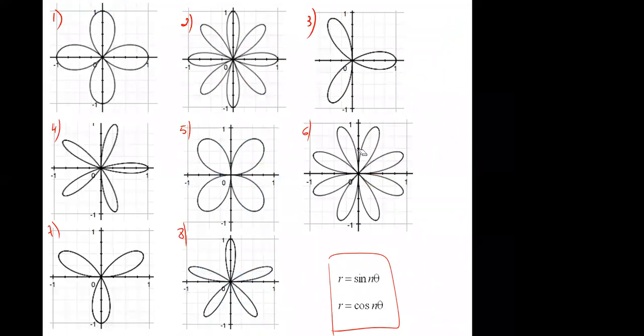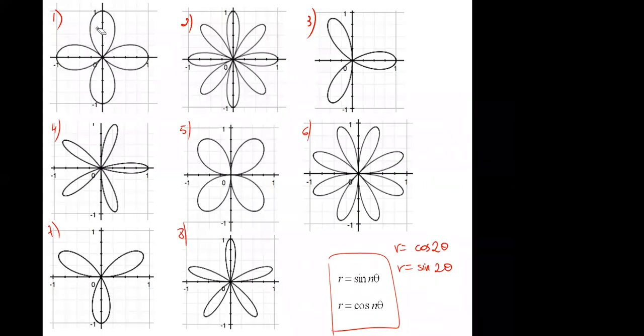If the number of loops is even, then we have to divide by 2, and this will be the coefficient n, because we remember cosine of 2 theta, or sine of 2 theta, the number of loops will be double. That means maybe you can tell me number 1 and number 5. Which one is cosine, which one is sine?